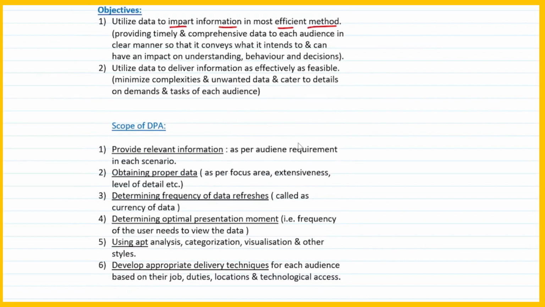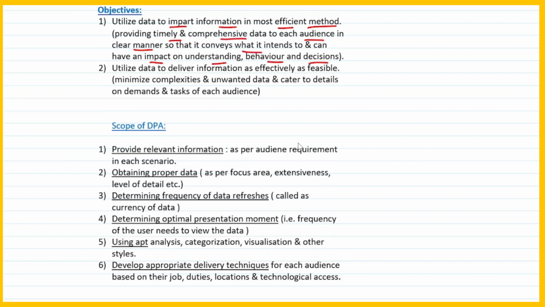So what DPA does is it helps you utilize data to impart or give information in the most efficient method or a convenient manner. Now, just to define it, it simply says providing timely and comprehensive data to each audience in a clear manner so that it conveys what it intends to and can have an impact on understanding, behavior and decision. This is something we have already done. So it's just for your understanding. Don't need to break your head over this. It simply says utilize data to impart information in the most efficient method. If you remember this, that's more than sufficient.